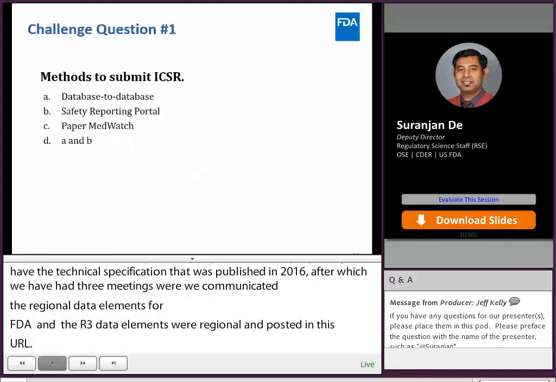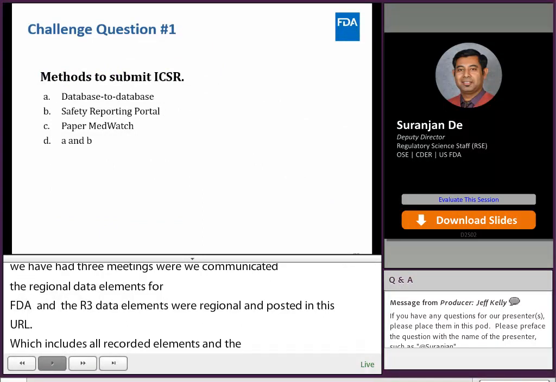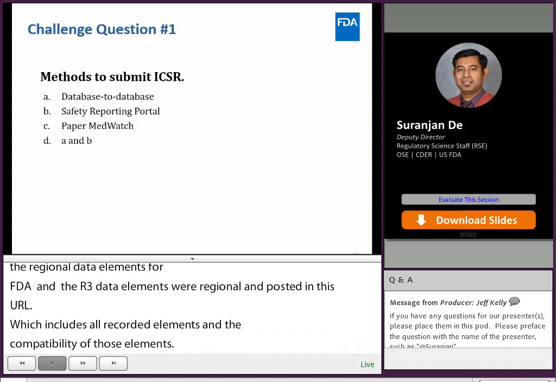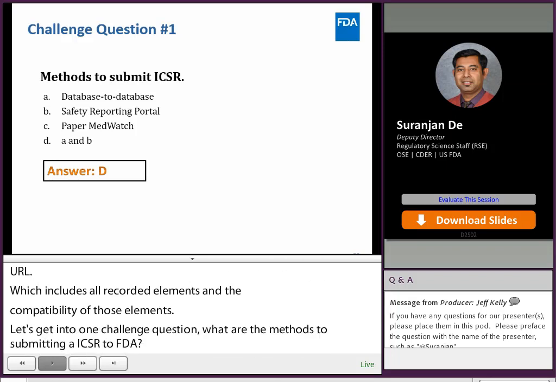So let's get into one challenge question. What are the methods of submitting ICSR to FDA? I'll give you 3 seconds. And the correct answer is D, database to database or safety reporting portal.